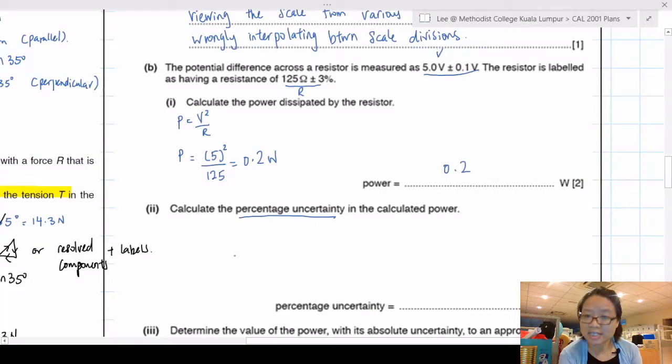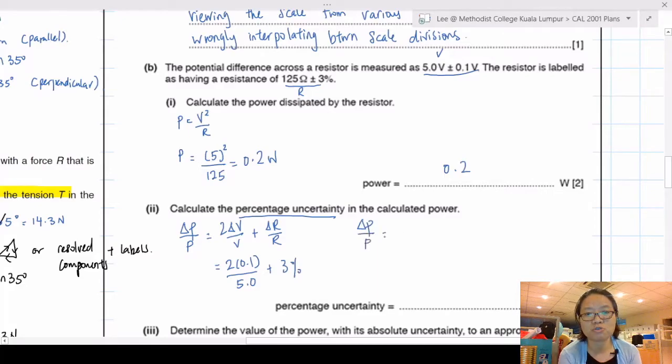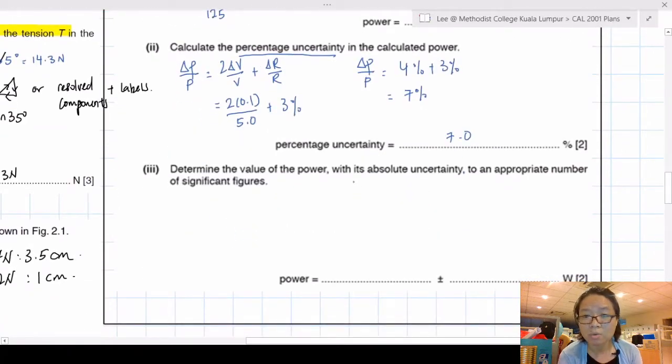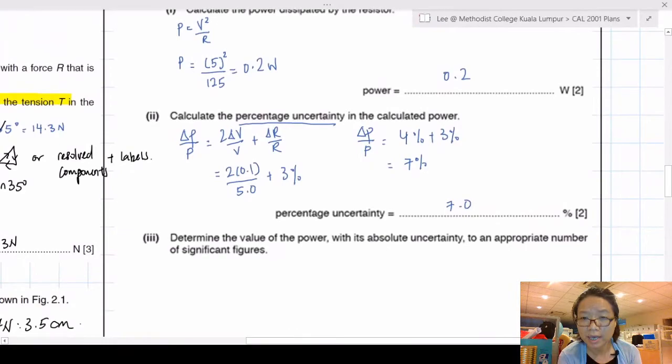Calculate the percentage uncertainty. So what we want is delta P over P. So we use volt 2 times because of the square, and then we use the resistor 1 time. So we take the percentage uncertainty for delta V, 0.1 over 5, plus 3% of resistors. Okay. So whenever we perform a measurement, there's an uncertainty, we just total up the percentage uncertainties. So in this case you have 7%, the percentage uncertainty is 7.0%, right into SF, okay?